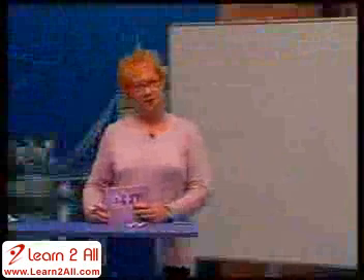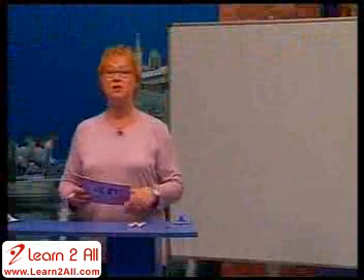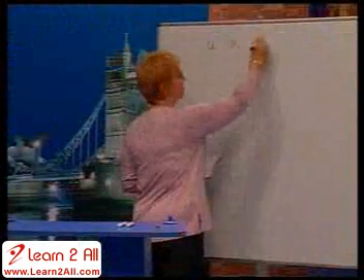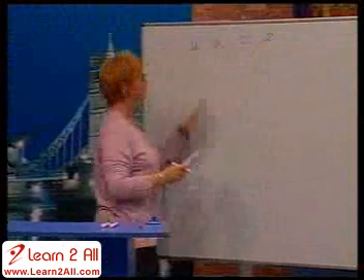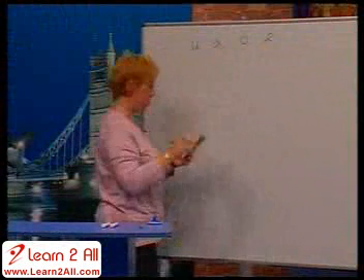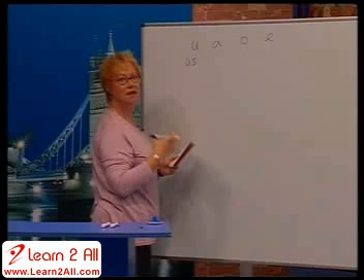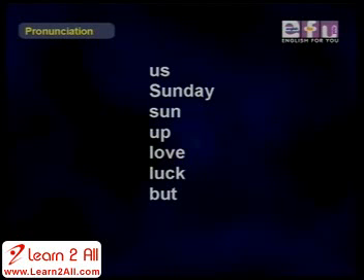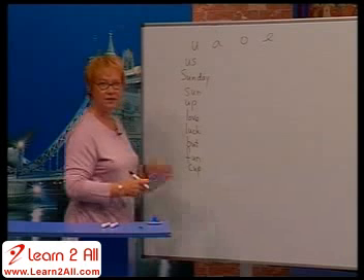Pronunciation. Now, we're going to do some more pronunciation. We're going to do vowel sounds. Okay, these are vowel sounds. Now, first we'll start with words with short u. Here we go. Us, Sunday, sun, up, love, luck, but, fun, cup. Okay? These all have the same sound.